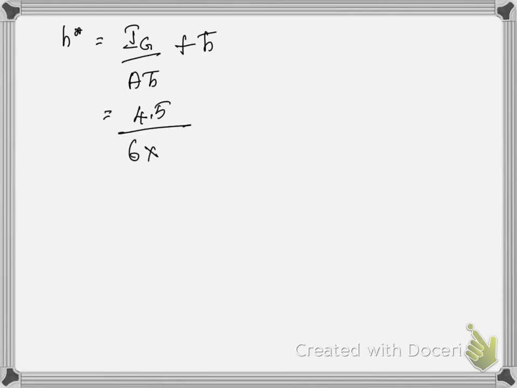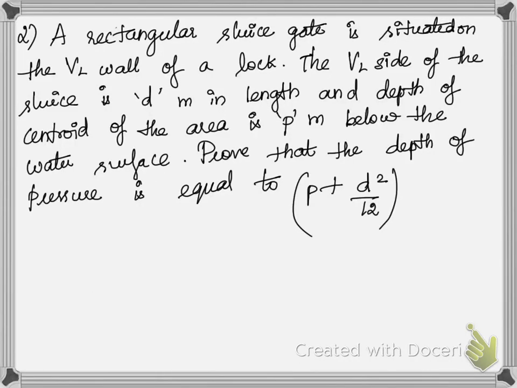Now I have to calculate the center of pressure. Center of pressure is H star. H star is equal to Ig by A H bar plus H bar. So Ig already we have calculated, that is BD cube by 12. It is going to be 4.5 divided by 6 into my H bar is 4 as per the case given here, plus 4. So my H star value is 4.1875 meter.